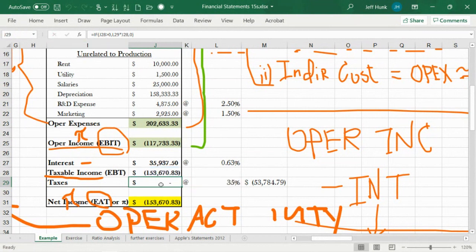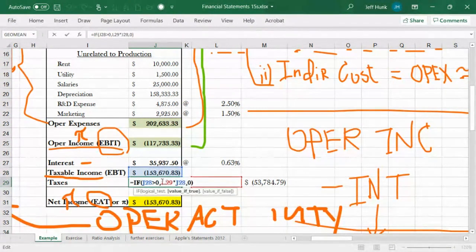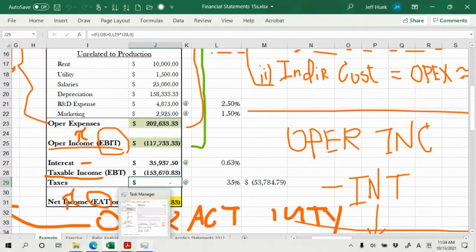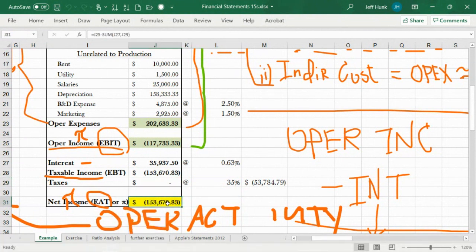Therefore, Excel automatically picked zero there. If this is positive, it will execute this command. But since that wasn't positive, it puts 0 in there. That way, we can avoid nonsense.